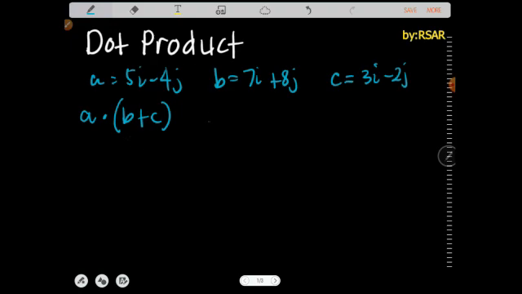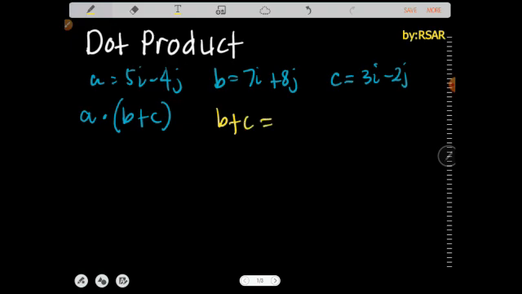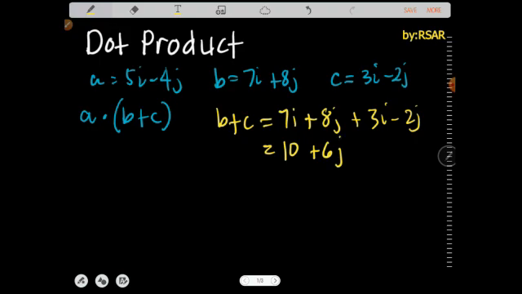So, for the B plus C, you just add them. So, 7i plus 8j plus 3i minus 2j. Take note that we have common coefficients, I mean common i and j, the x and y. Same terms. So, 7i plus 3i is 10i, plus 8j minus 2j is 6j. So this is now B plus C, a single vector, and we can now take its dot product with A.